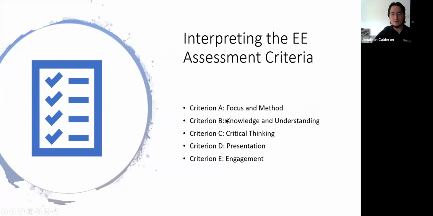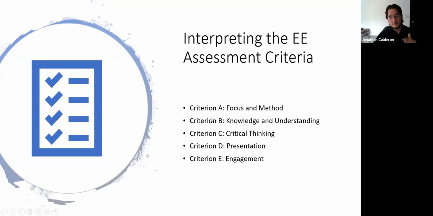Now, interpreting the extended essay assessment criteria. This is where most insecurities happen among teachers, okay? Definitely in my case, even after 5 years of checking extended essays, I still have this kind of doubt. Am I really putting it in the category it's supposed to be? Am I really grading them how it's supposed to be? So this is just a little bit of insight on each one. And we're going to go by all of them.